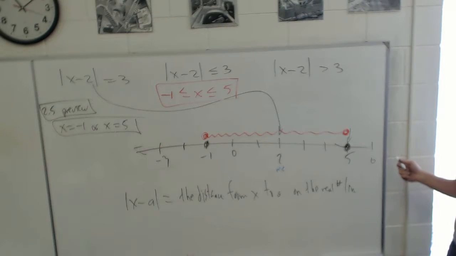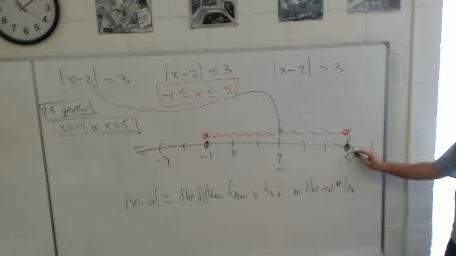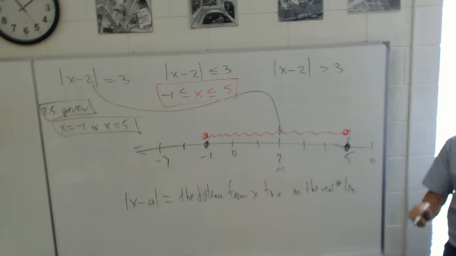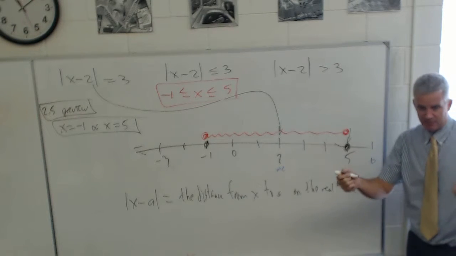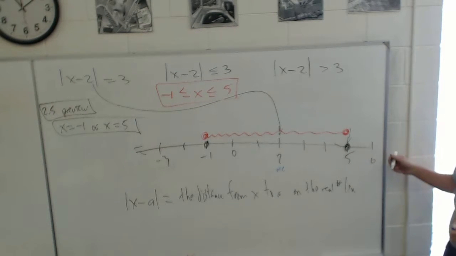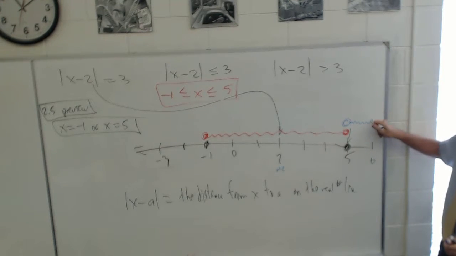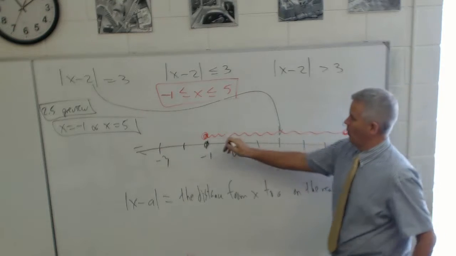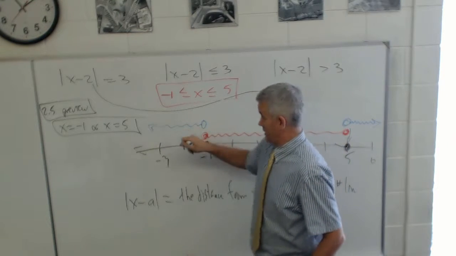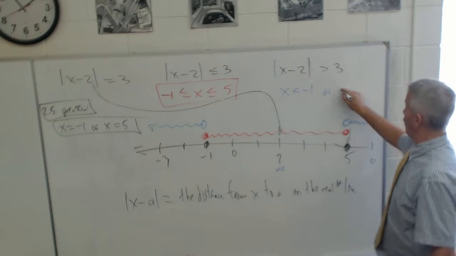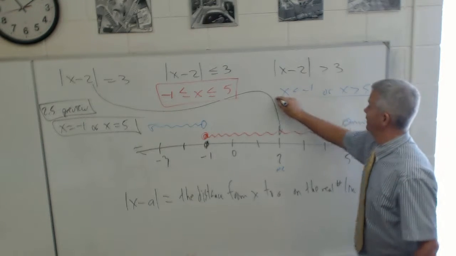Is that it? Just those spots? Okay, what about 5.01? Yes. Okay, that's a big SAT error. Students get in their mind that numbers have to be integers. And they say 6, 7, 8, but it could be 5.01. So the answer is, x has to be less than -1, or x has to be greater than 5.